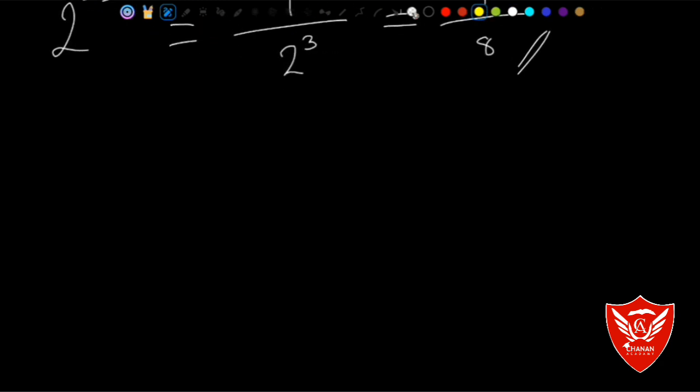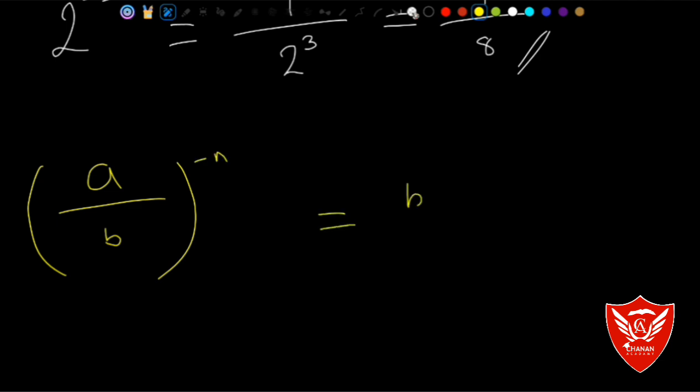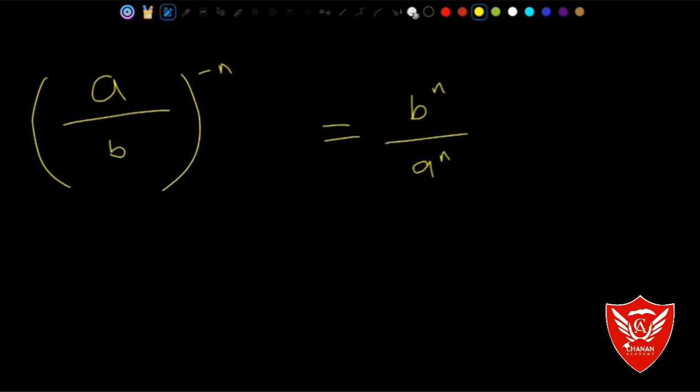Alright, take note. If we also have a over b, all in brackets, raised to the power of negative n, this is going to be equal to b raised to the power of n all over a raised to the power of n. And if you have 1 over a raised to the power of negative n, it is also equal to a raised to the power of n. So whenever you have a negative index, it is always a reciprocal. Let's check the next one.